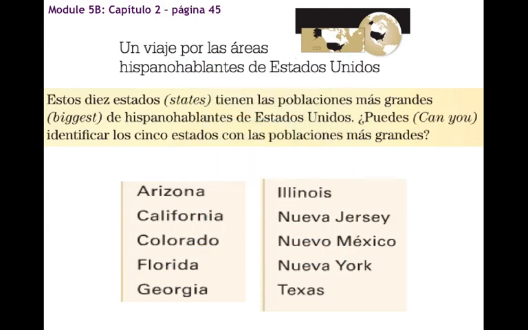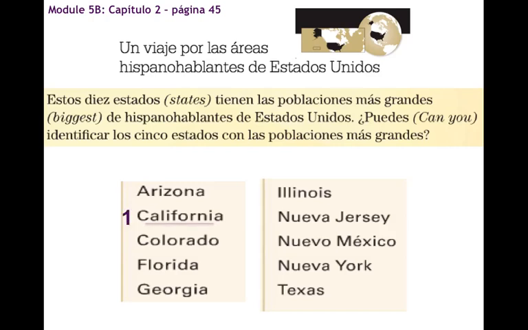So once again, take a look at the 10 estados, and which do you think are the 5 estados con las poblaciones más grandes of hispanohablantes? Which 5 do you think have the largest population of Spanish speakers? Take a look. Pick your 5. And this may surprise you.